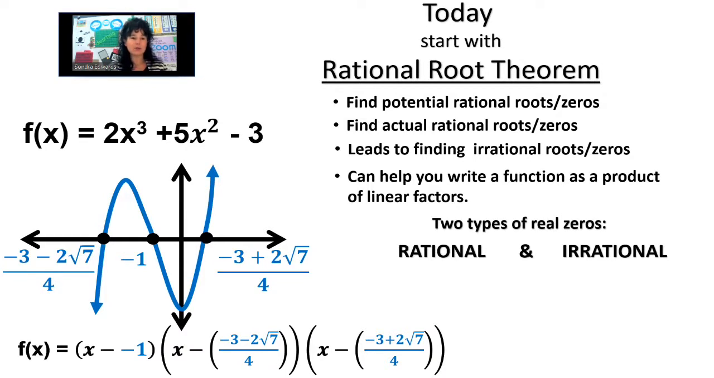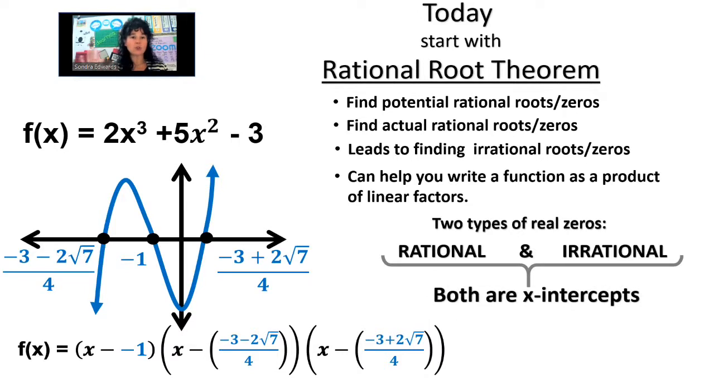Some examples, obviously these two that we just found, but the square root of 2 is an irrational number. Pi is an irrational number. E is an irrational number. Okay, so decimals that go on forever without a pattern. But all x-intercepts are either rational numbers or irrational numbers. And the theorem that we're starting with here, the rational root theorem, is only going to find the x-intercepts that are rational numbers.